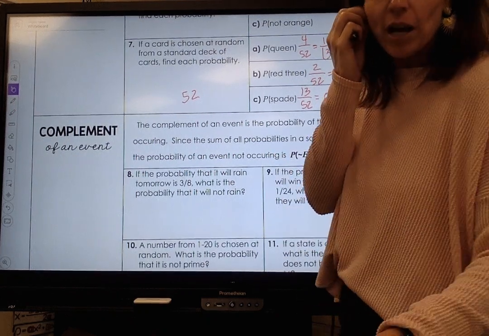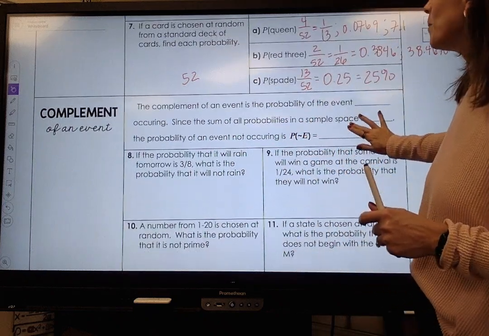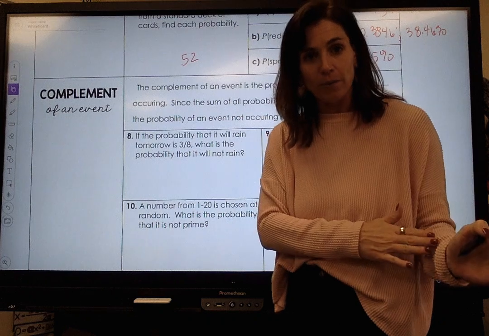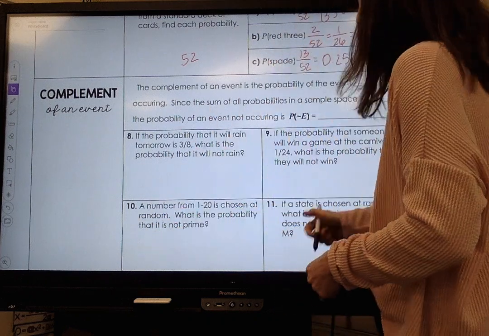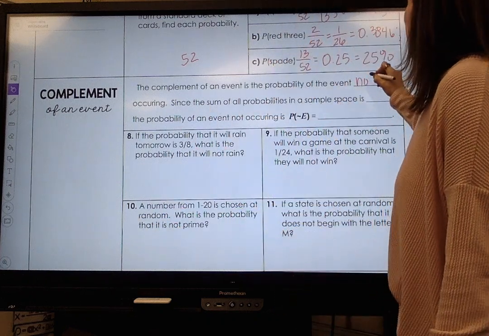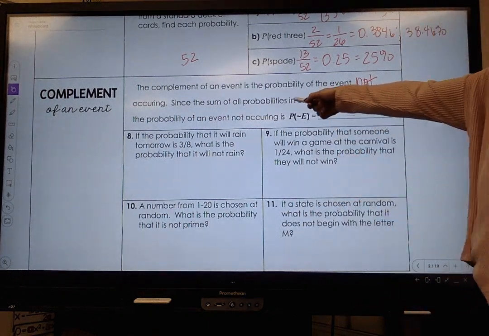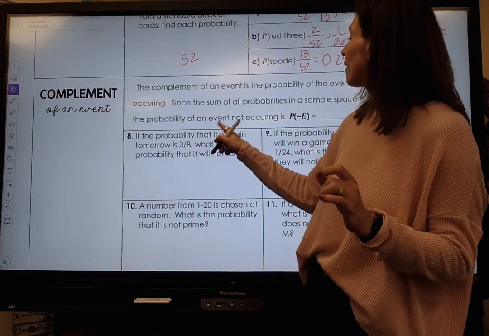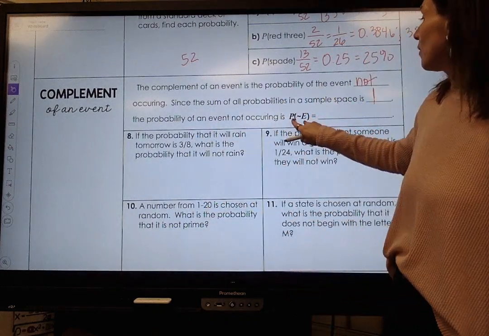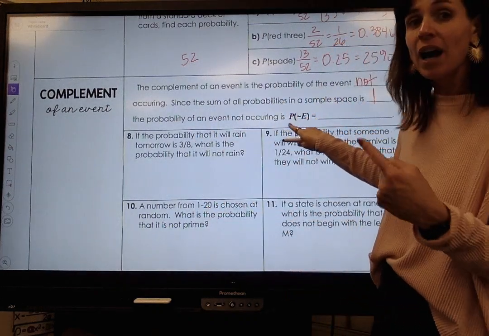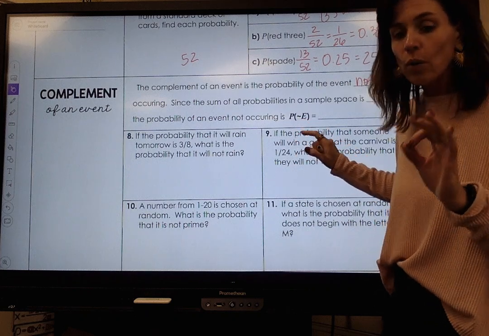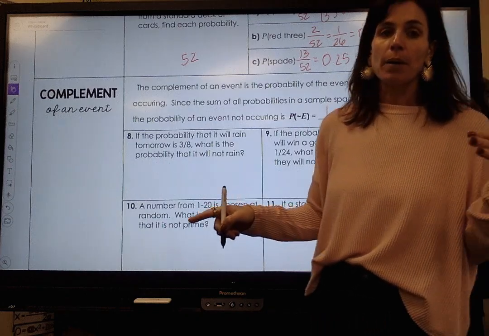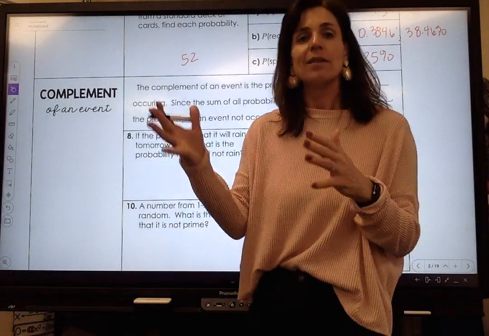Now, let's talk about the complement of an event. The complement of the event is the probability of it not happening. It's the opposite of a favorable outcome. It's an unfavorable outcome. Since the sum of all probabilities in a sample space is 1, the probability of an event not occurring is P(not E), or we can say it's 1 minus the probability of the favorable event happening. Okay, so what does that look like?